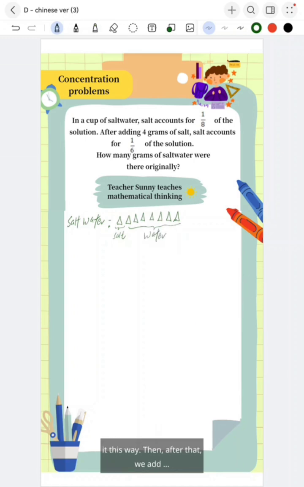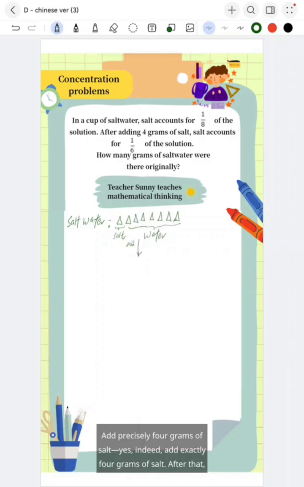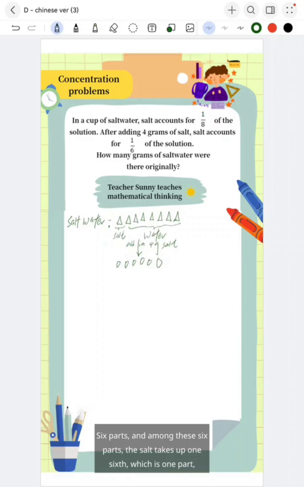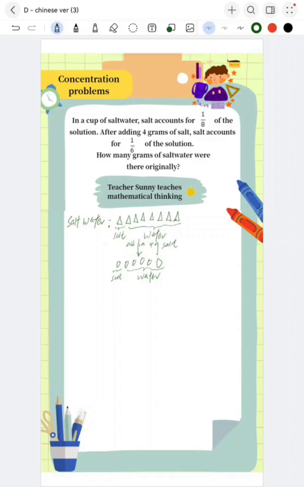You can think of it this way. Then, after that, we add exactly 4 grams of salt. After that, the salt becomes 1/6 of the total salt water mixture. In other words, the entire salt water solution can now be evenly divided into 6 parts, and among these 6 parts, the salt takes up 1/6, which is 1 part, right? The rest is water, so water occupies 5 out of the 6 parts.